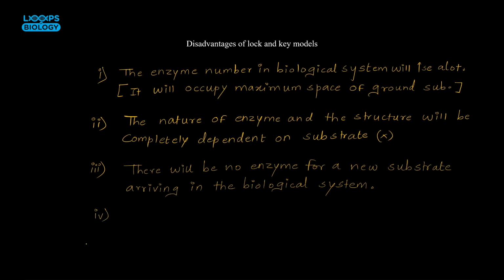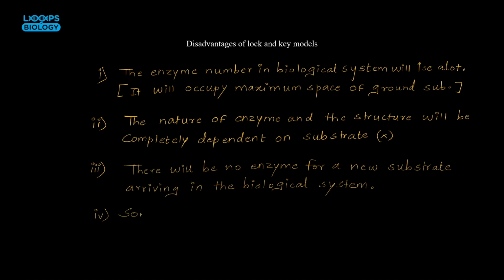And fourth case, sometimes one enzyme can handle many of the substrates. So there should not be two keys of the same lock. So that's why this lock and key model failed.